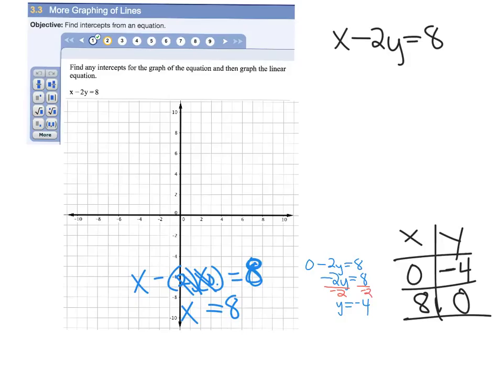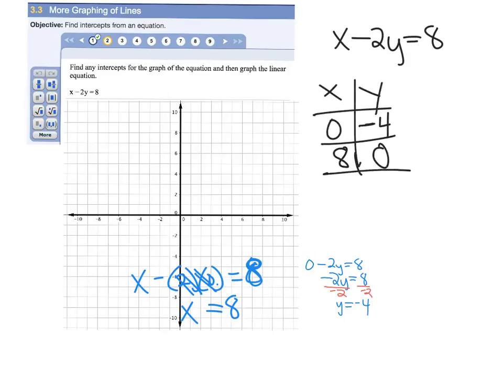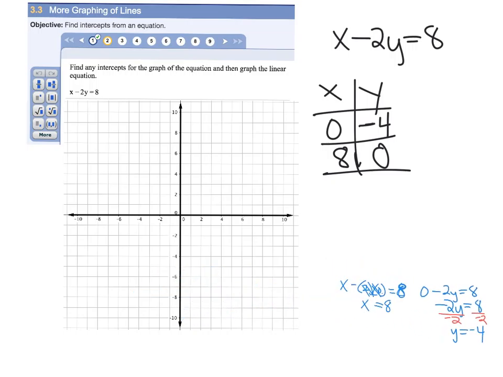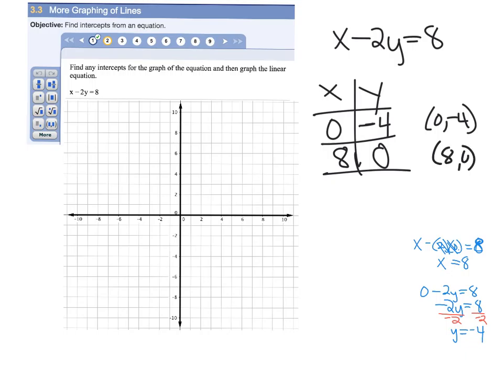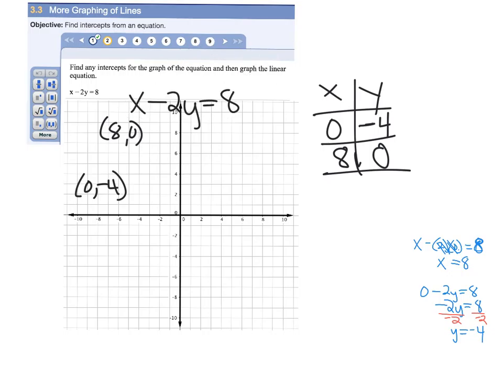And now I'm going to move that out of the way a little bit, and move our little calculations aside because we don't need them anymore. The idea is, now that we have our table filled, we can identify the ordered pairs. So the ordered pairs are 0, negative 4, and then the other ordered pair is 8, 0. And now we're going to graph these ordered pairs for this equation.